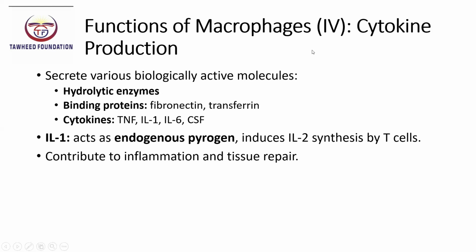Next is function of macrophages 4, that is cytokine production. Macrophages secrete biologically active molecules, including hydrolytic enzymes, binding proteins, and cytokines. Binding proteins like fibronectin and transferrin, and cytokines like TNF, IL-1, IL-6, and CSF. IL-1 acts as an endogenous pyrogen and stimulates IL-2 production by T cells. Cytokine secretion contributes to inflammation, tissue repair, and regulation of immune responses.